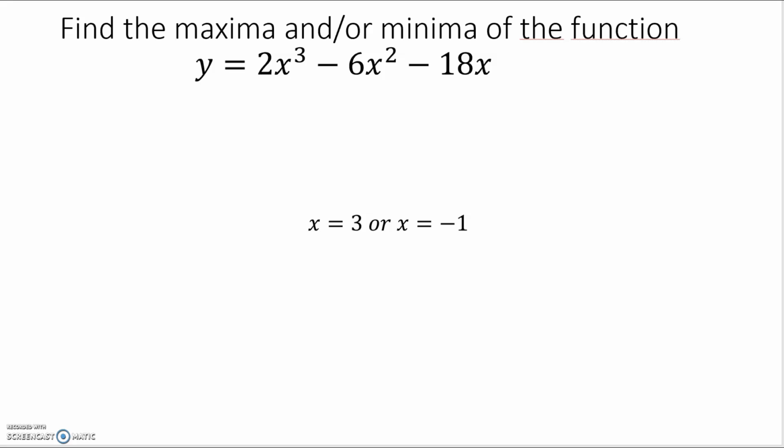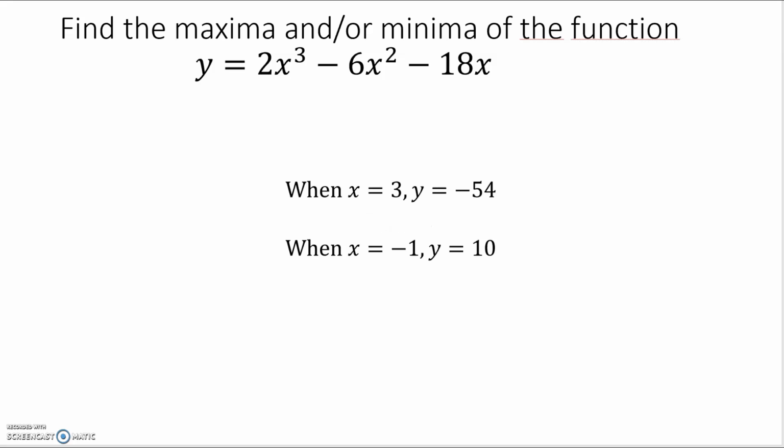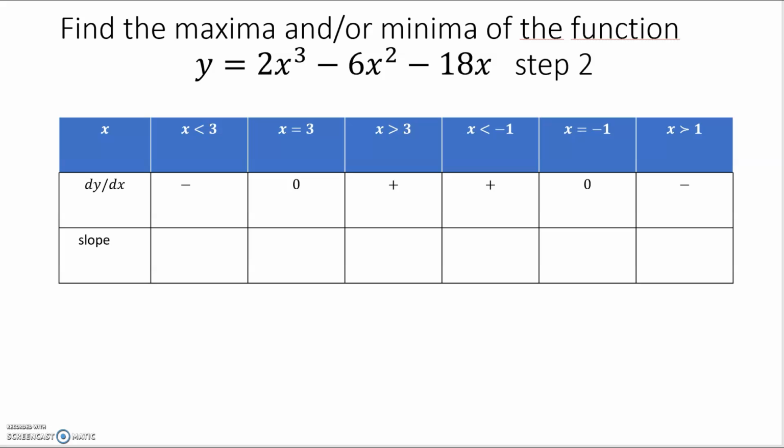Now we need to find the corresponding y values, so we put x equals 3 into the calculator and we get y equals negative 54. Put in x equals negative 1 and we get y equals 10. Now that's all the first step. So now the second step is where we have to look at the slope around those 2 points. So the best way to do it is to set up a table and then go through the bits.